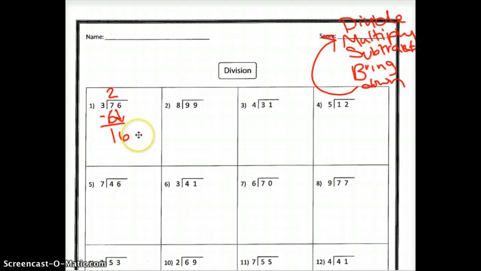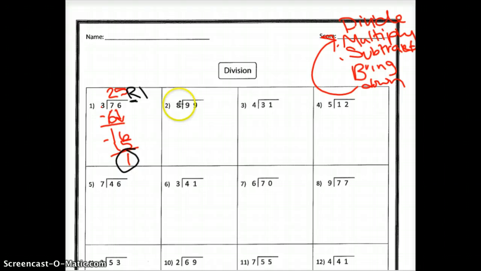Now I have 16 divided by 3. 16 divided by 3 is 5. Then I multiply. 3 times 5 is 15. After I multiply, I subtract. 16 minus 15 is 1. Bring down. There are no numbers left for me to bring down, so this number right here is what we call a remainder. So I write 25, remainder 1. Make sure that that R comes before the 1.